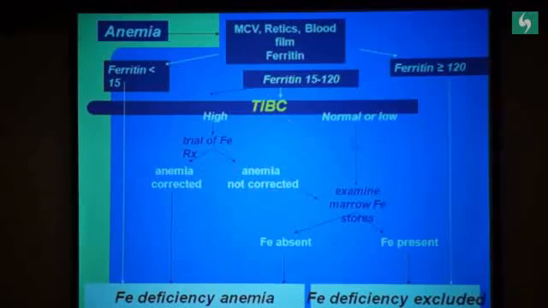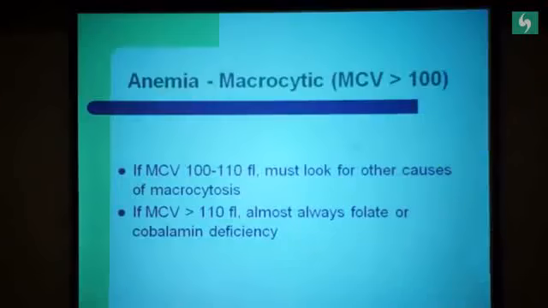If the TIBC is high and the anemia is not corrected, then you need to do a bone marrow to see what are the iron stores in the bone marrow. On the other hand, if the TIBC is normal to low, I'm sorry, these arrows are missing here. If the TIBC is normal or low, these are the situations where ferritin may be okay but the total iron binding capacity is low. These are patients who may have anemia of chronic disease, like patients with chronic renal failure, where if anemia is not responding to erythropoietin, we should do the bone marrow and see what are the iron stores. Now if the ferritin is more than 120, then the iron deficiency is clearly excluded.